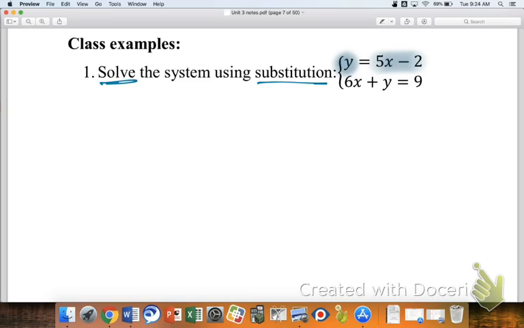So here's what I would need to do if I was going to substitute. I'm going to take this second equation, the 6x plus y equals 9. What I'm going to do is I'm going to remove the y from the game. Or I'm going to get rid of the salad from my order. I'm going to remove the y from the game, and I'm going to replace the y with the only thing that I can replace the y with, and that would be? Because they're equal. That's right. So in place of that y, I'm going to put 5x minus 2.